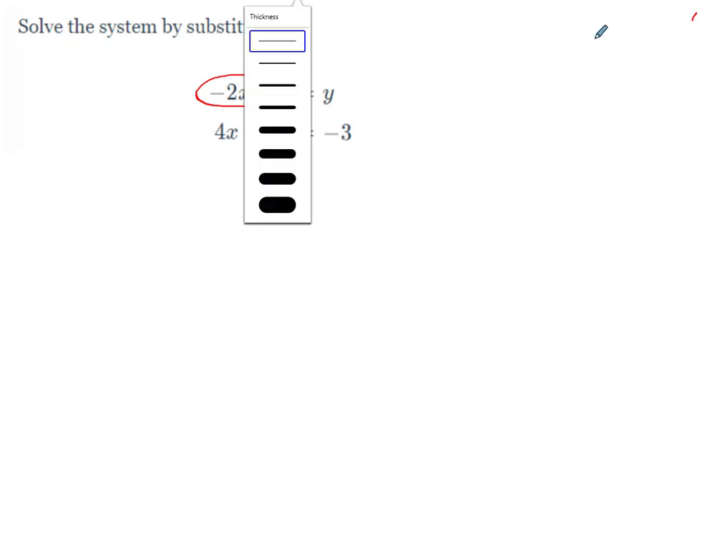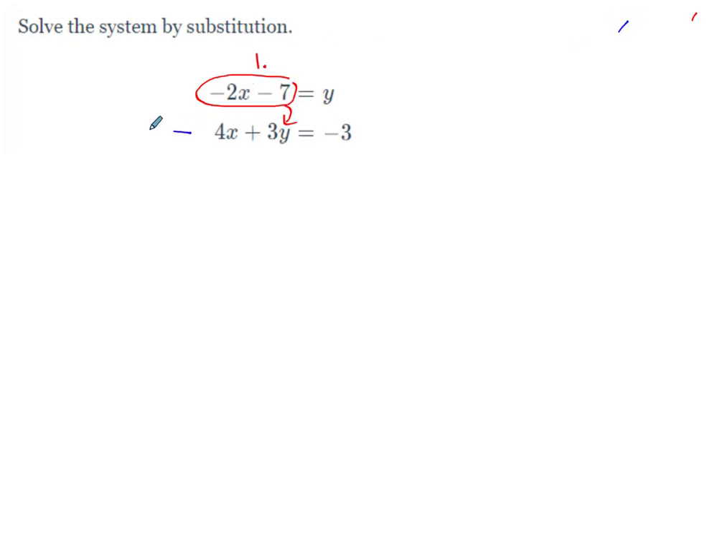Let's use blue. This equation, I'm just going to rewrite it. So I have 4x plus 3. And now I'm going to give myself a set of parentheses, and into the parentheses where the y used to be, in its place, I will put negative 2x minus 7, because we said negative 2x minus 7 equals y. And finish off the equation is equal to negative 3. So this is going to be step number 2.